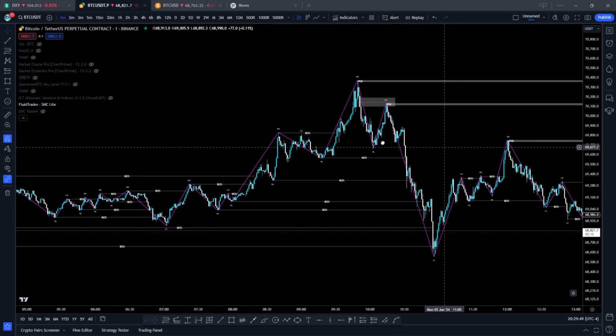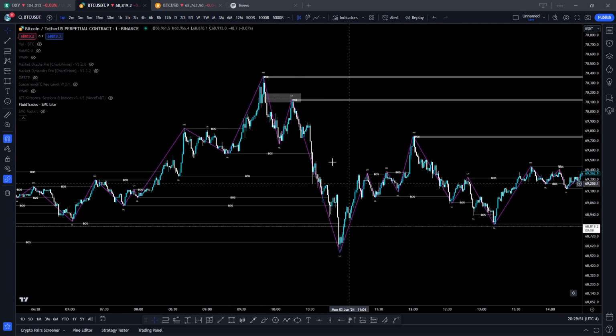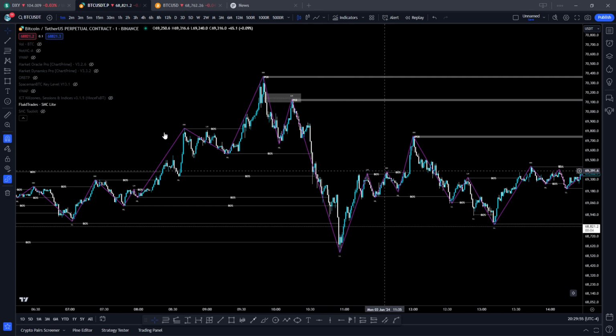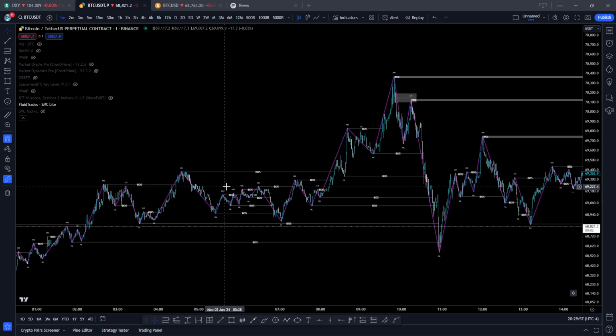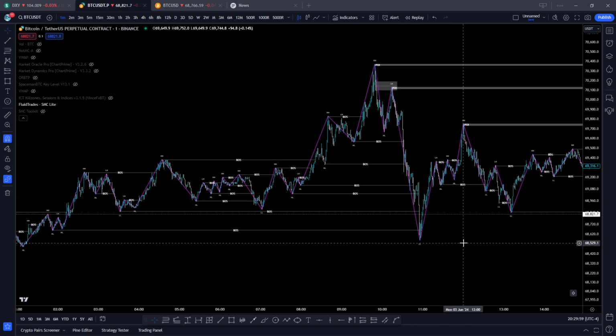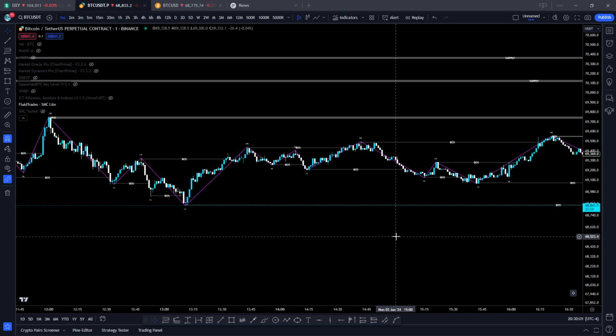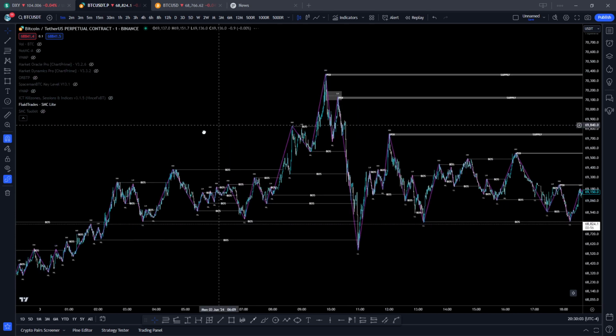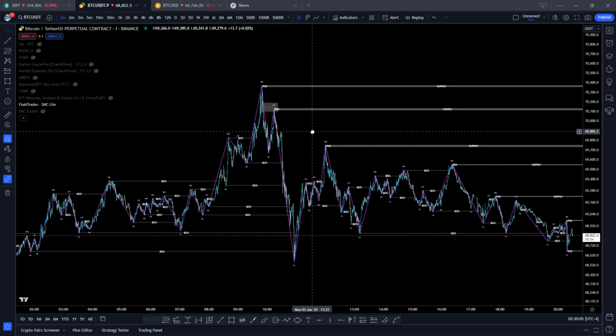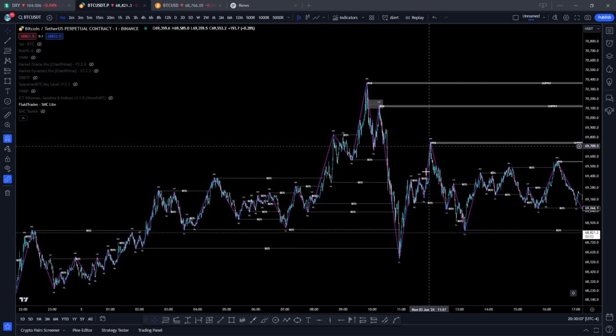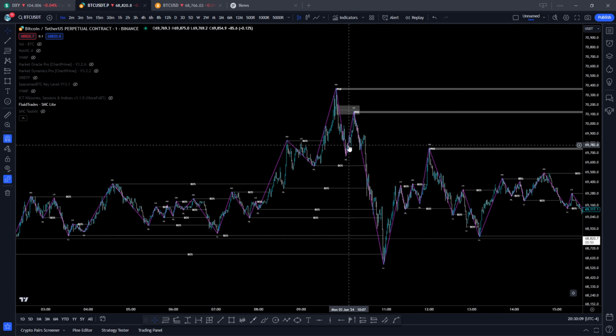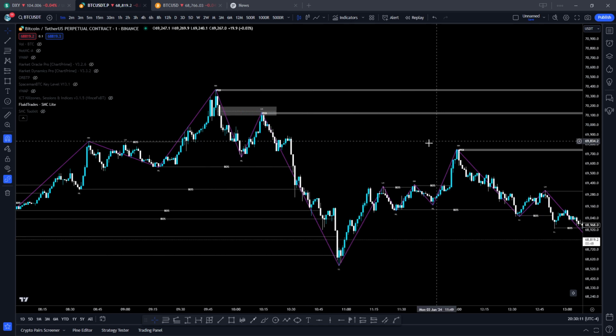Your break of structures are places where these lines have been broken. Change of character. I mean, you don't really need too much more than this, guys, especially what I've given you today. And then you can also customize every single one of them to fit your needs, fit your strategy, any kind of strategy you're looking for.